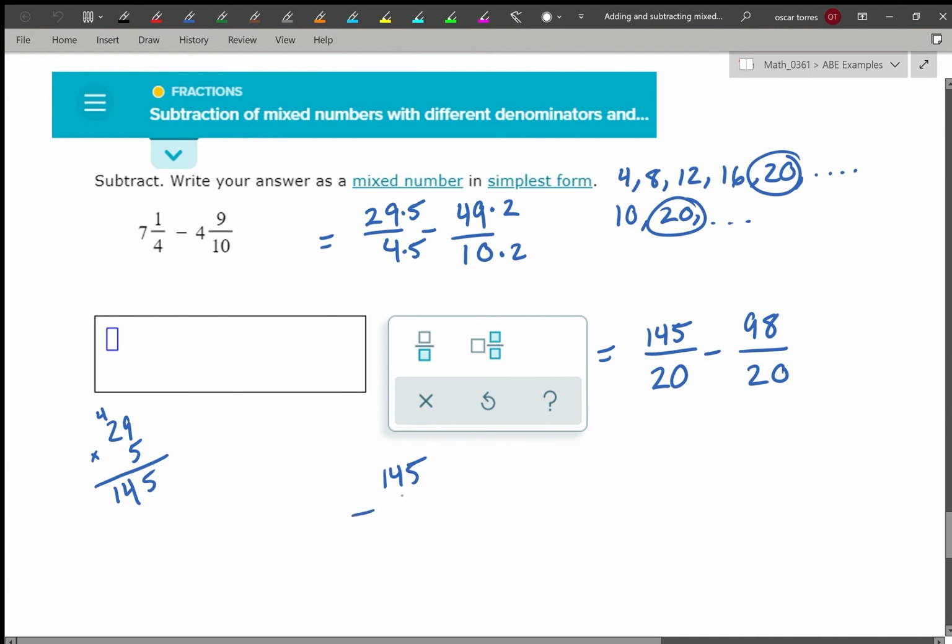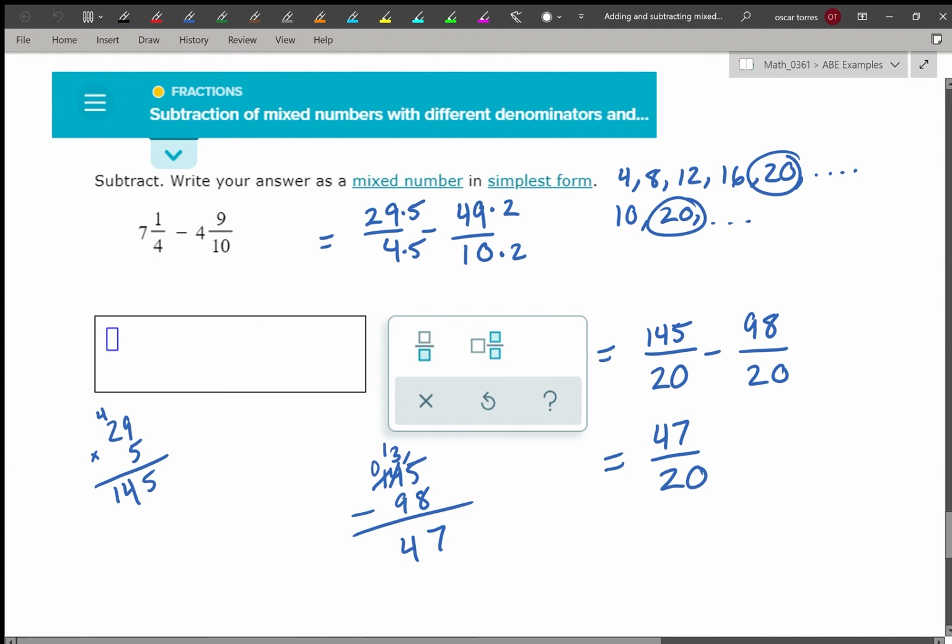145 minus 98. If we subtract them, 5 minus 8 we cannot do, so we take a 1's place from the 4. Now we have 15 minus 8, which is 7. And we do 3 minus 9, which we cannot do, so we borrow 1's place from the next value. The 1 becomes a 0, and this 3 becomes a 13. 13 minus 9 gives me a 4. So we're left with 47 over 20. So this is our improper answer.